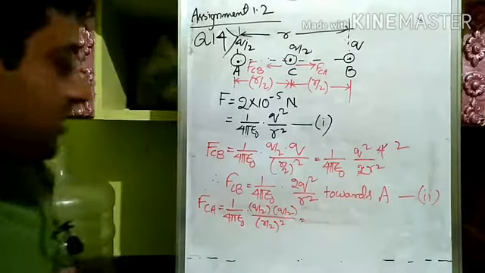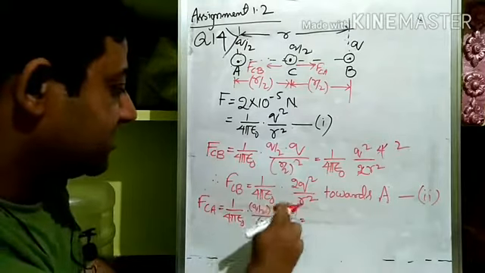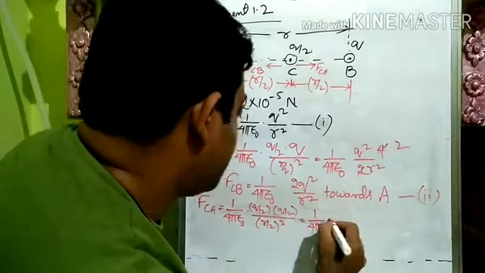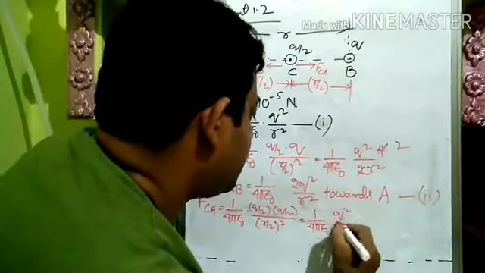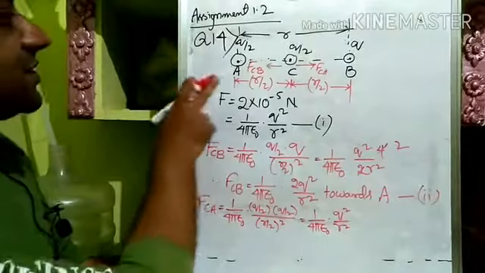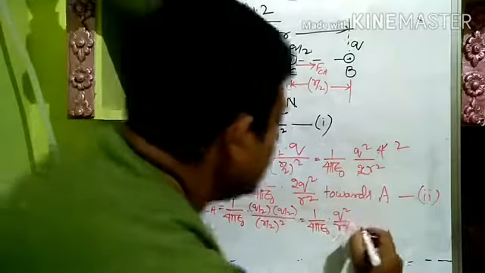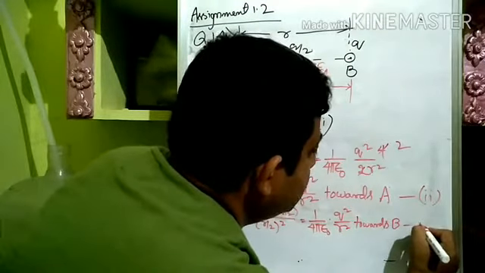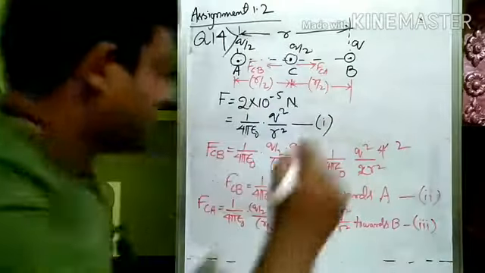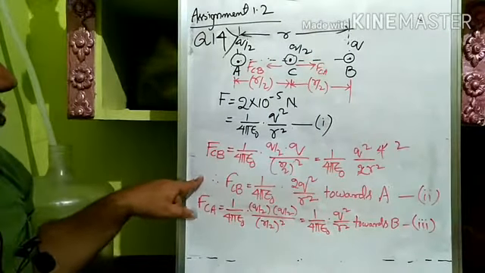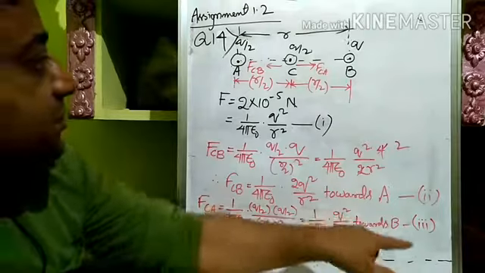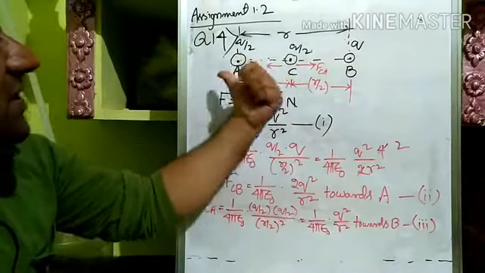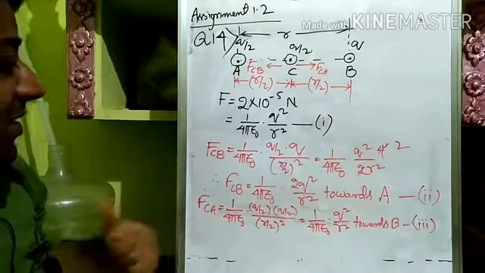So this is equal to what? This R square by 4, the 4 goes up, Q square by 4, the 4 got cancelled. So 1 by 4 pi epsilon naught Q square by R square. And what is the direction of FCA? It is towards B. This is equation 3. Now FCB is towards A and FCA is towards B, so what is the net force? FCB minus FCA, isn't it? So net force will be towards A, and FCB minus FCA will be its magnitude.